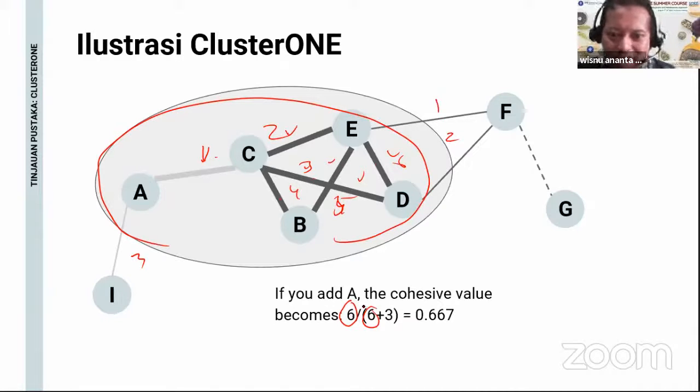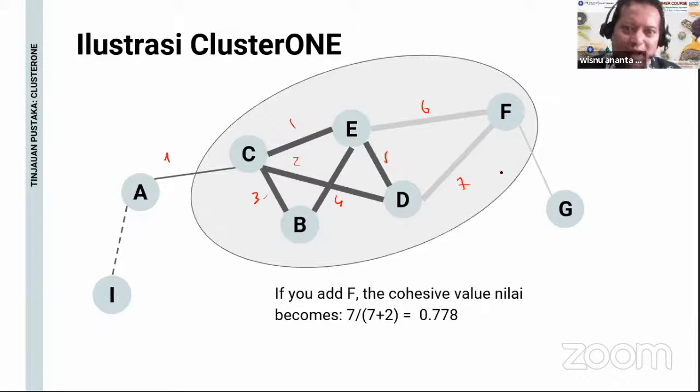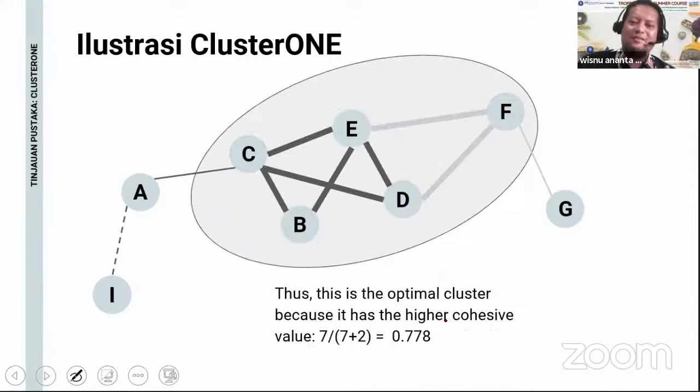So 6 divided by 6 plus 3 is 0.997. And we try to extend to F. There is 1, 2, 3, 4, 5, 6, 7, and 1 and 2 outer. So 7 divided by 7 plus 2 becomes 0.778. So then we choose the bigger value.